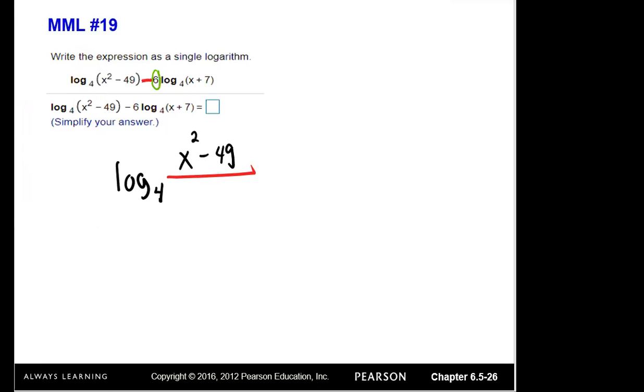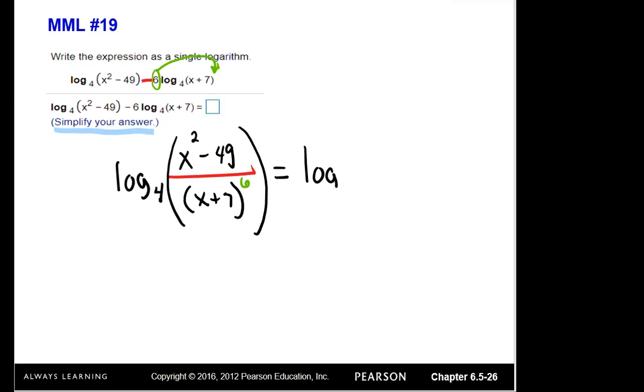This 6 right here is supposed to go up here. So my denominator is going to be an x plus 7 raised to the 6th. Now keep in mind, this is the log base 4 of all of this stuff. Now my MyMathLab says, simplify your answer, please. So all the stuff in the parentheses, I have to go back to my algebra skills.